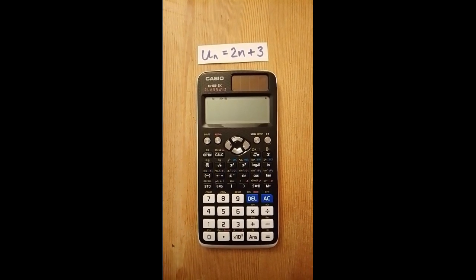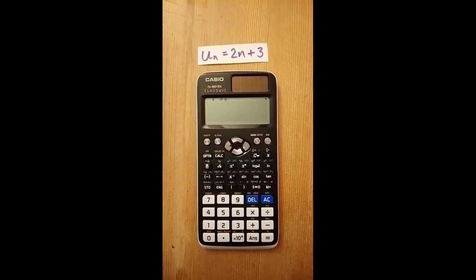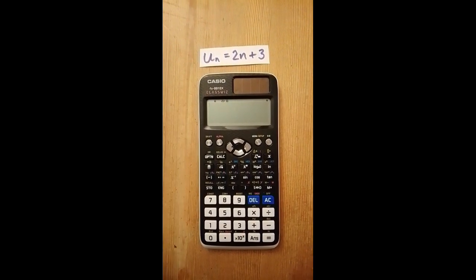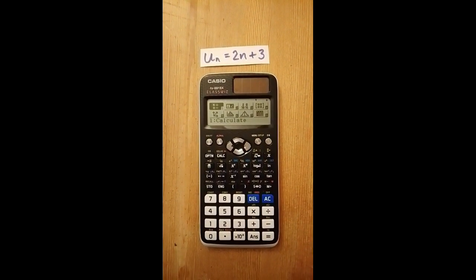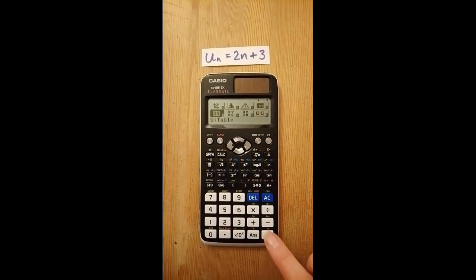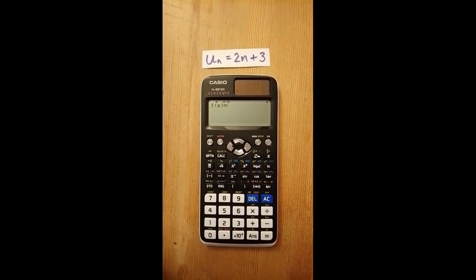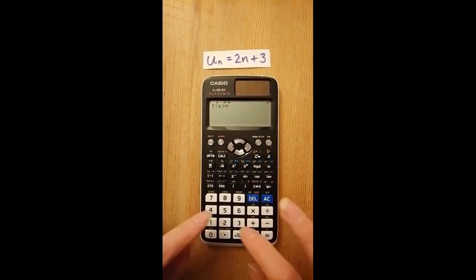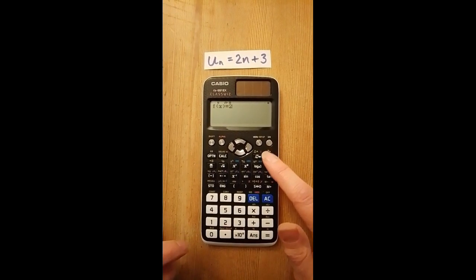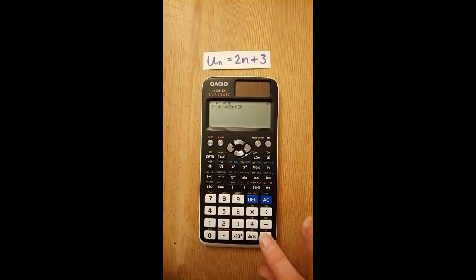Here's how to generate the first 10 terms of a sequence if you know the nth term, un. Press Menu, then scroll down to get to table mode and press equals to choose that. Type in your nth term using x instead of n. In this case, 2x plus 3, then press equals.